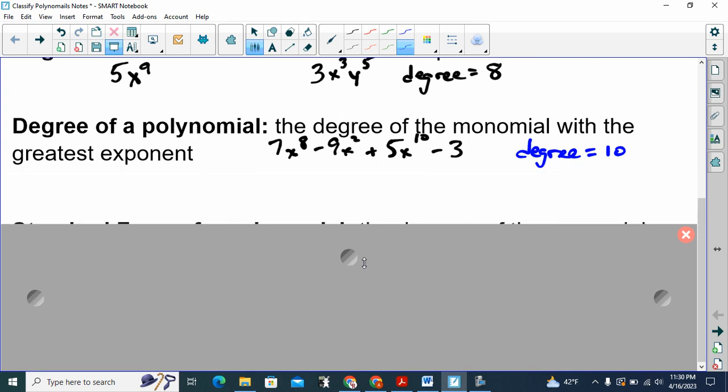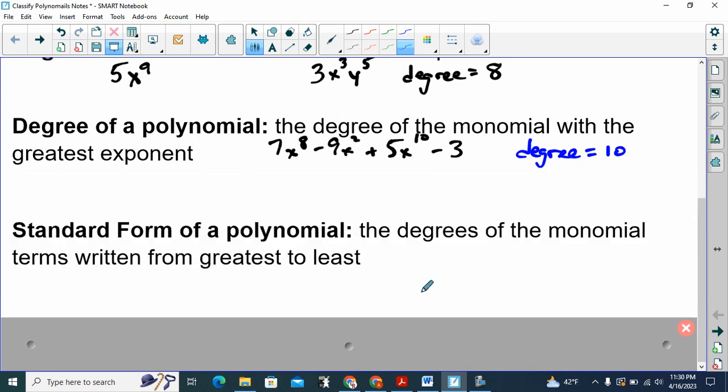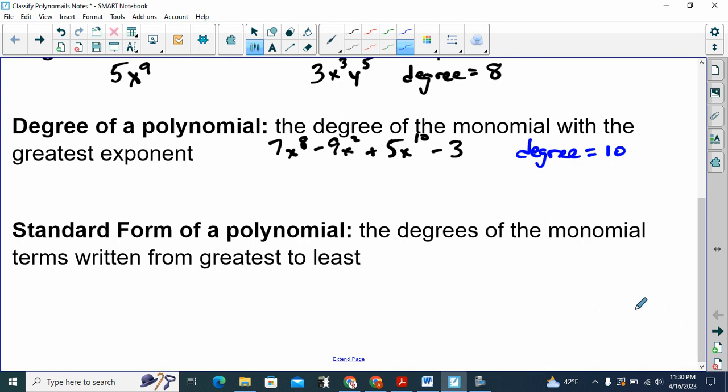Polynomials most often are written in standard form. Standard form is when the exponents, the degrees of the monomial terms, are written from greatest to least. So this polynomial right here is not in standard form because my biggest exponent is 10 and then 8 and then 2 and then 0. And it's not in order from greatest to least.